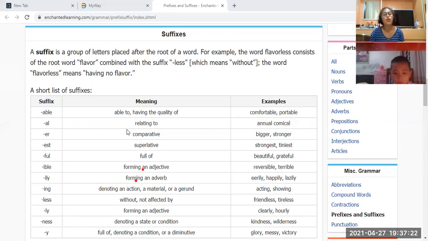A suffix is a group of letters placed after the root of the word. Look at the suffix at the end: able. Here the root word is comfort, and I add the suffix able. Comfortable means having the quality of being comfort. We read it comfortable.